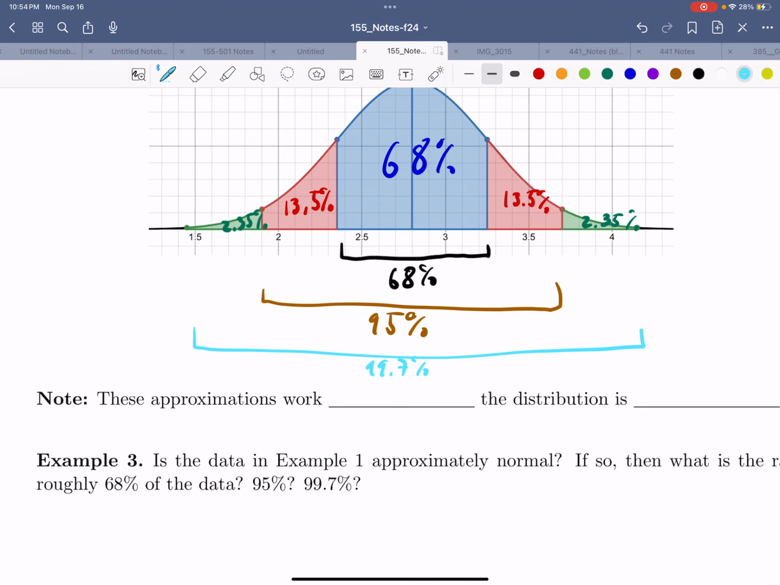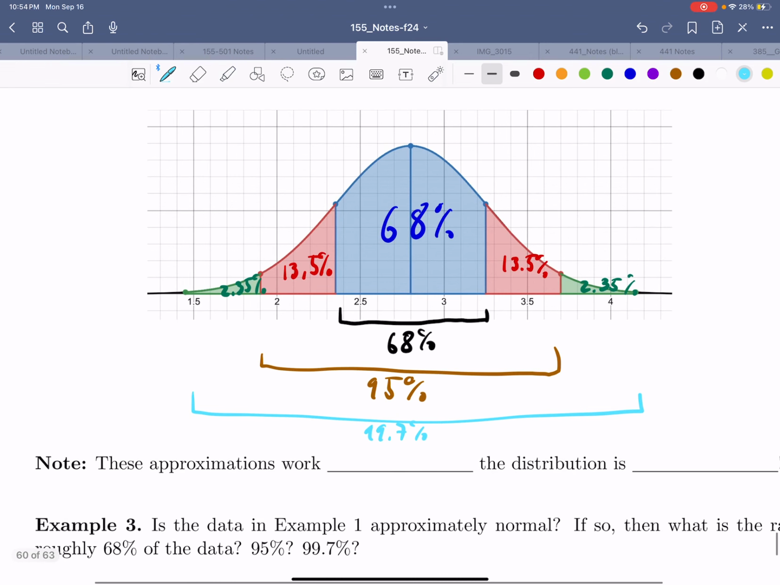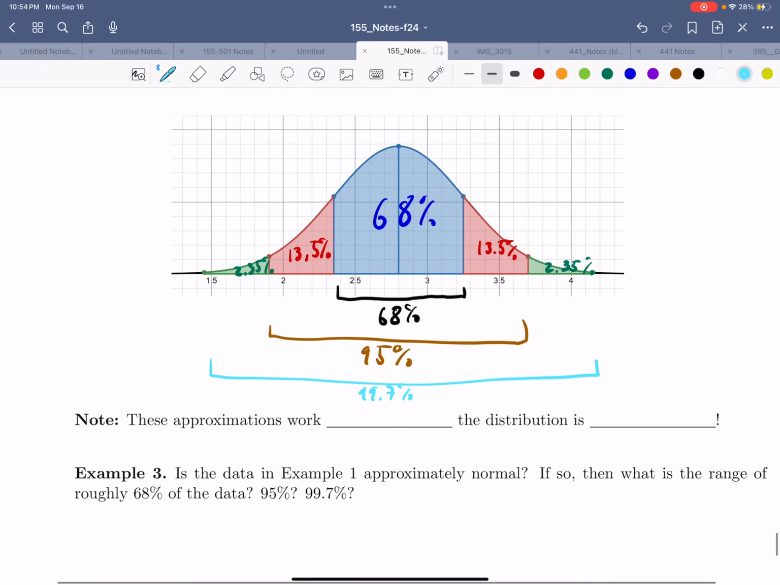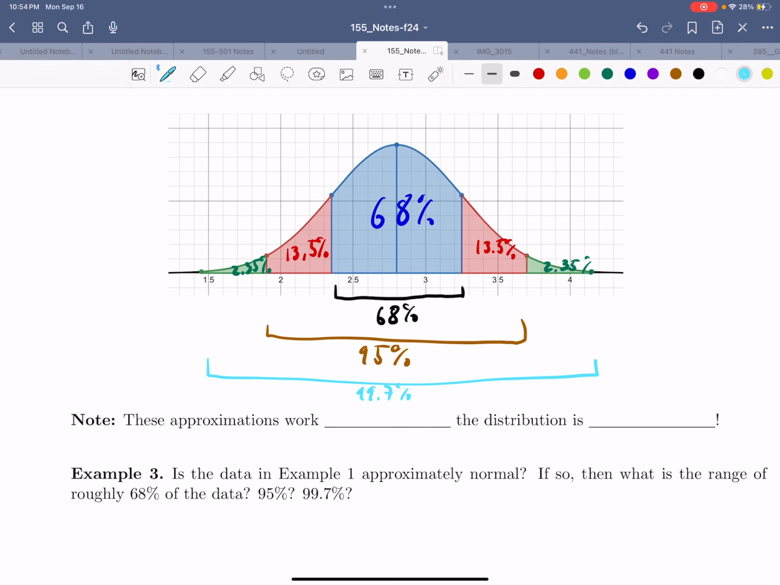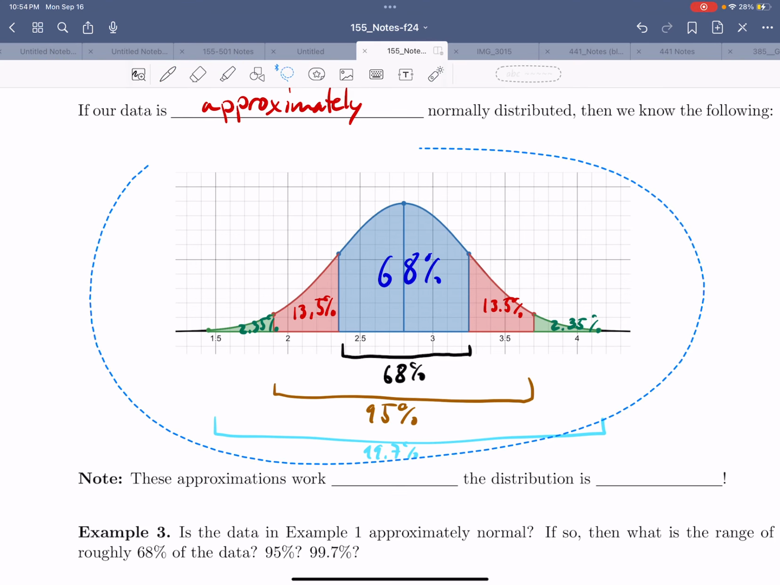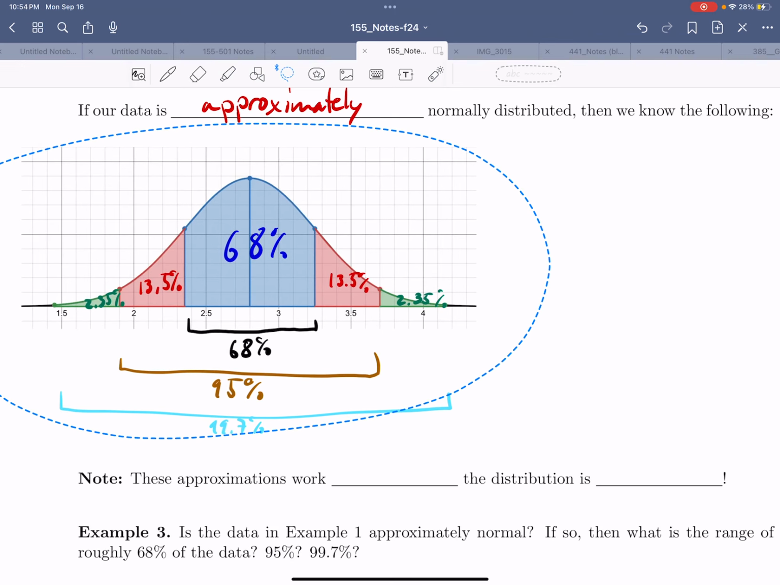Now, this is a nice picture and absolutely something you should memorize, but what do these blue, red, and green pictures represent? What they represent is the amount of data within 1, 2, and 3 standard deviations of the mean. That's what's so important about all of this. So, in fact, let me move all of this over.